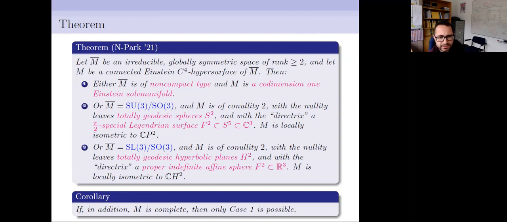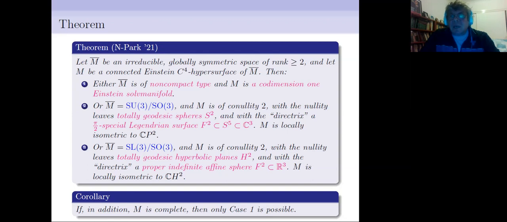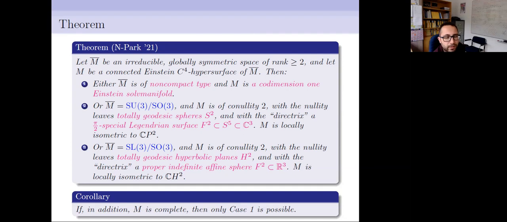Because are these examples curvature adapted? Yes, they're all curvature adapted. It is curvature adapted, which more or less just follows from the fact that your ambient space is Einstein, your hypersurface is Einstein, and the Gauss equation. So you write down your Gauss equation.